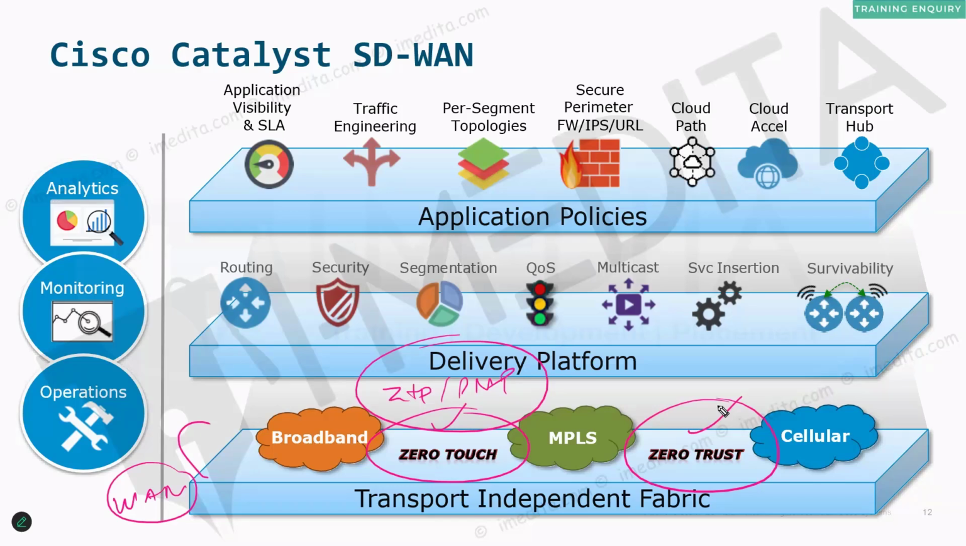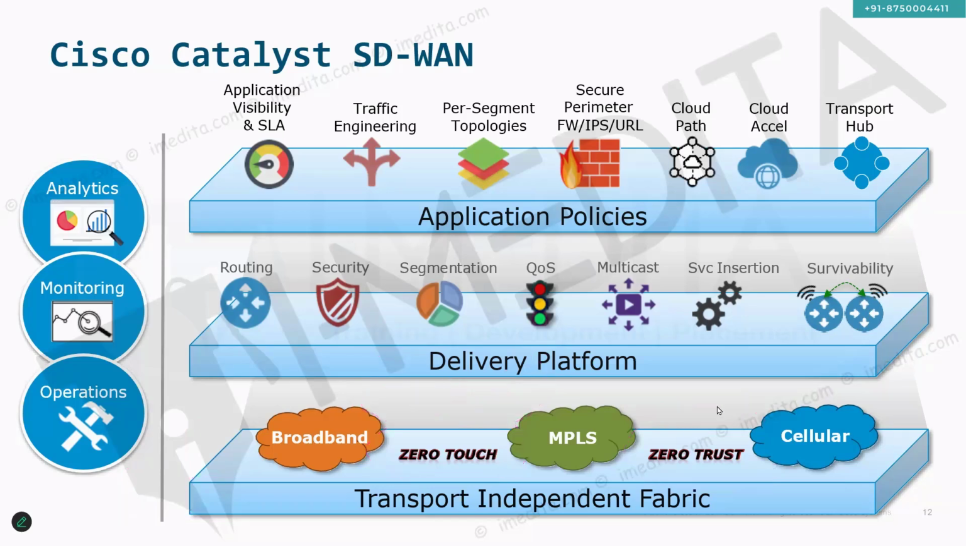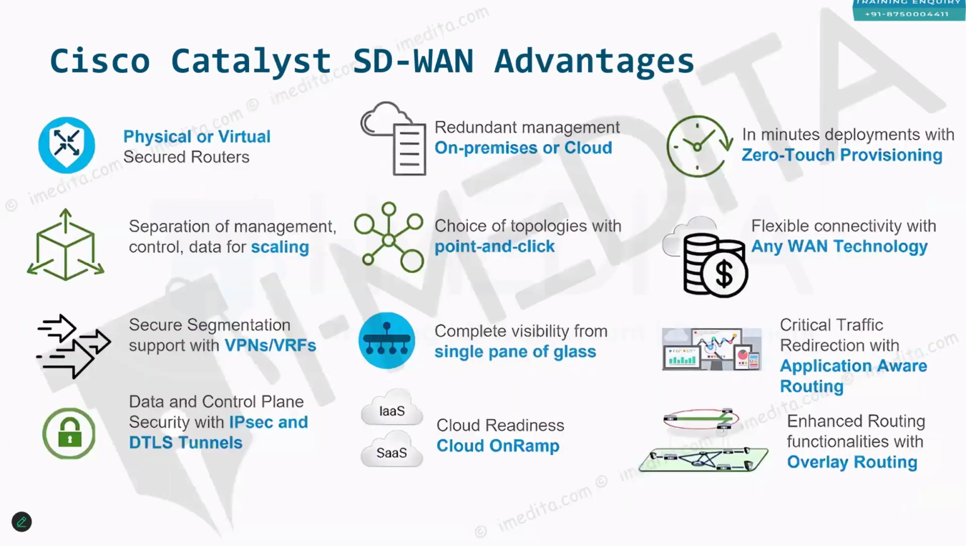Everything that you see here, all these functions that you see here, are provided by the Cisco Catalyst SD-WAN solution. One by one, we will discuss them. But these are all the options, all the things provided by the Catalyst SD-WAN solution. The very first function that the Catalyst SD-WAN provides is transport independent WAN.